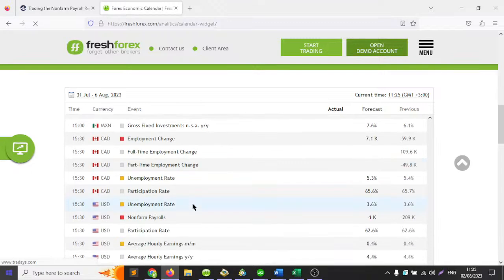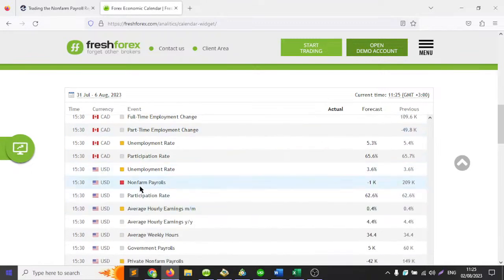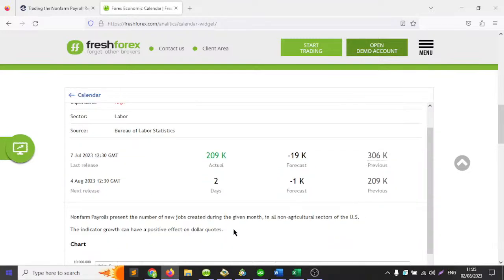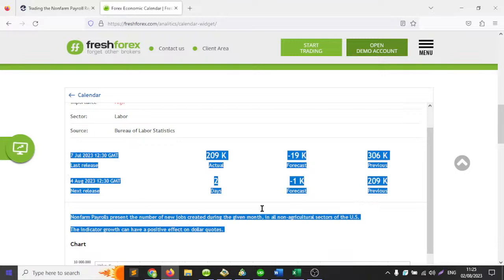Just a second. And then we have this one, which is the non-farm payroll. So this is what we want to look at. This is what we want to focus on today.